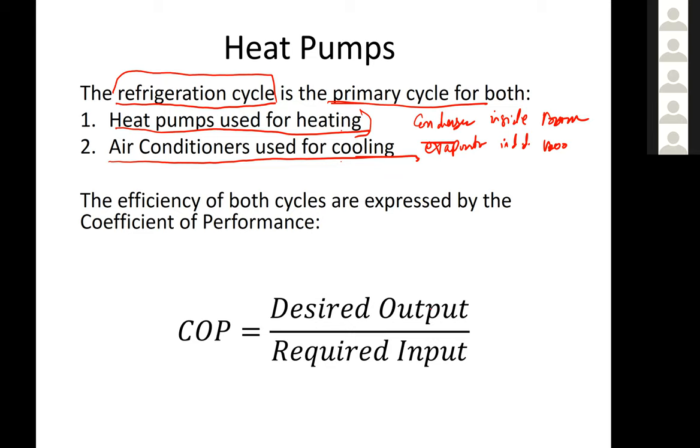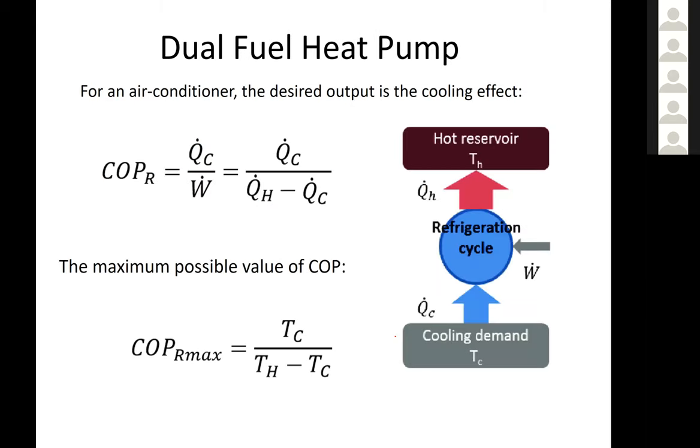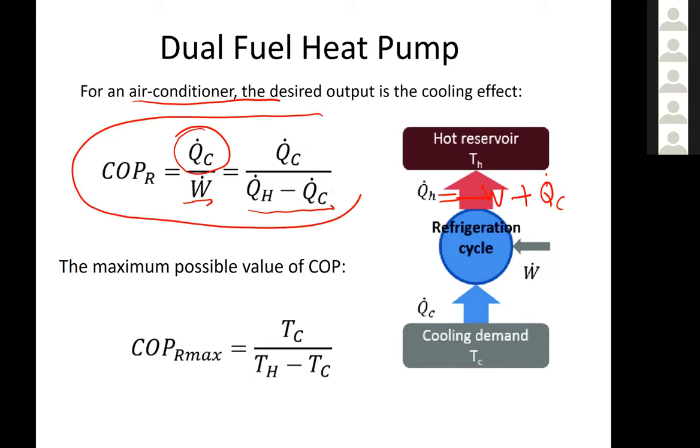Coefficient of performance is desired output divided by required input. For the air conditioner, my desired output is cooling. So in that case, I have Q dot C. That means the heat removed at the low temperature side divided by work input to the compressor. And from the fact that QH equals W plus QC, I can express W as QH minus QC. This is the actual coefficient of performance.